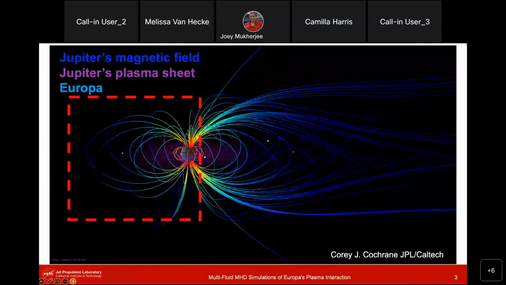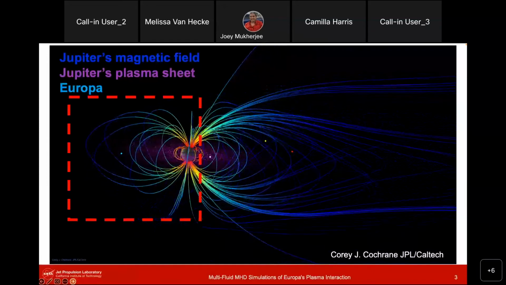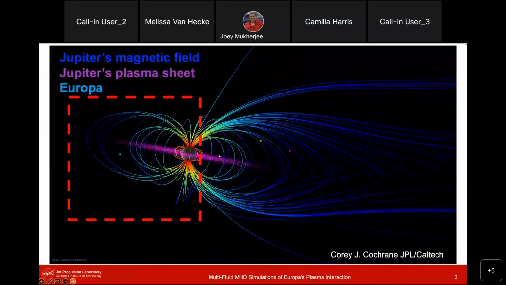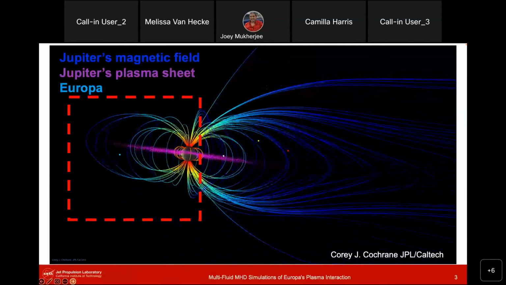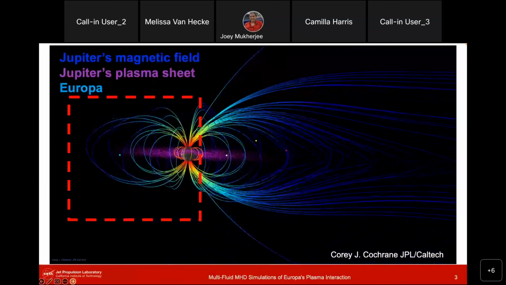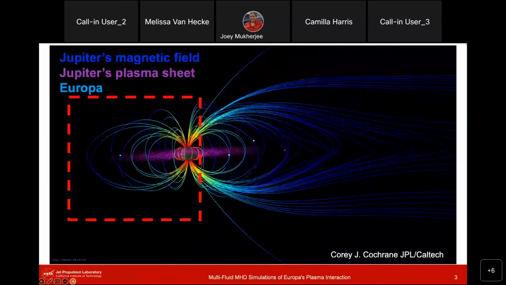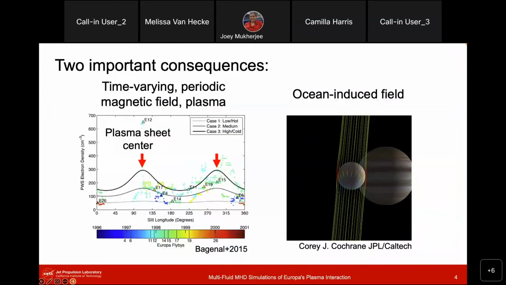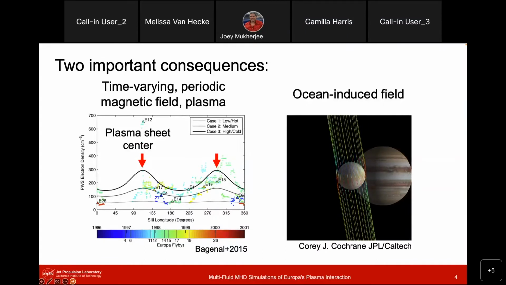That means that the magnetic field is changing in a periodic fashion with Jupiter's rotation. But also, if you stare at it for a few seconds, you'll see that the plasma is changing because this plasma sheet is rotating and passing over Europa, and then Europa is moving away from the center of the plasma sheet. And this time variation has two important consequences. So we have the periodic variation of the magnetic field, and you can see a snapshot of what that looks like at Europa over here on the right.